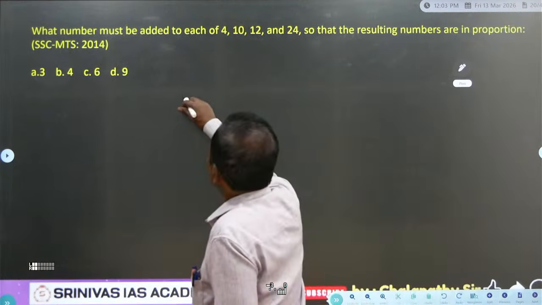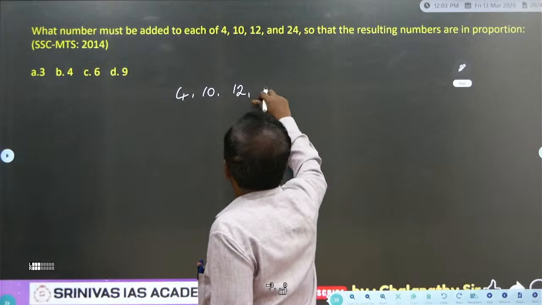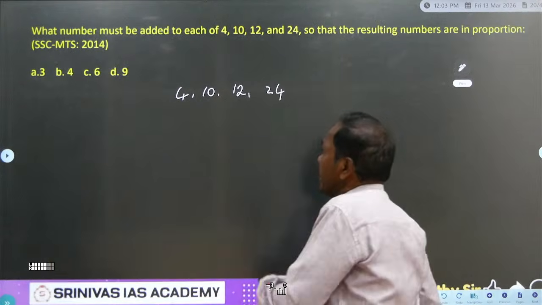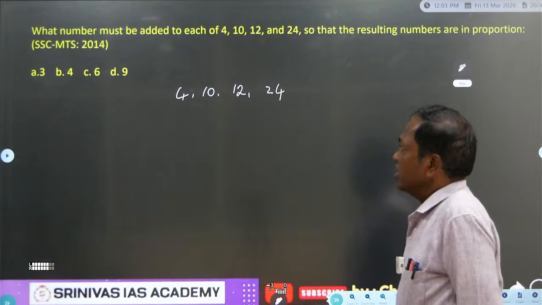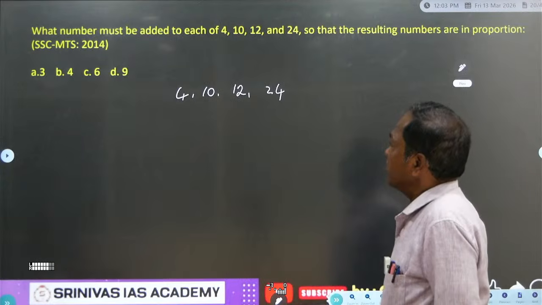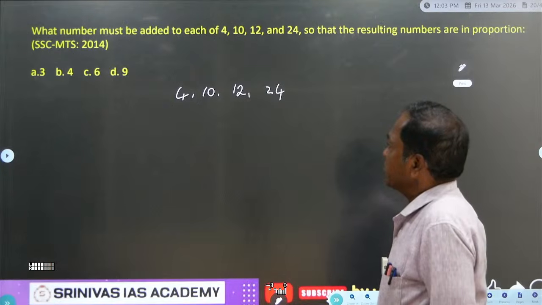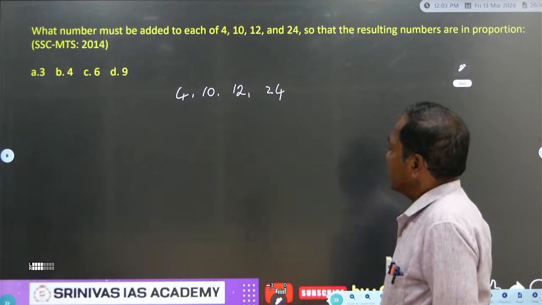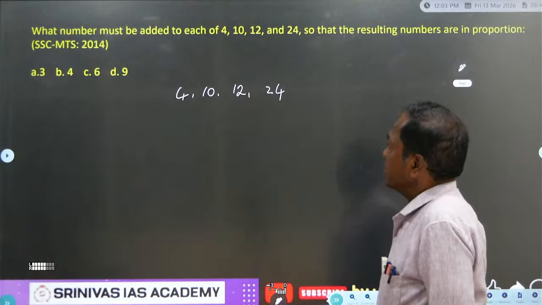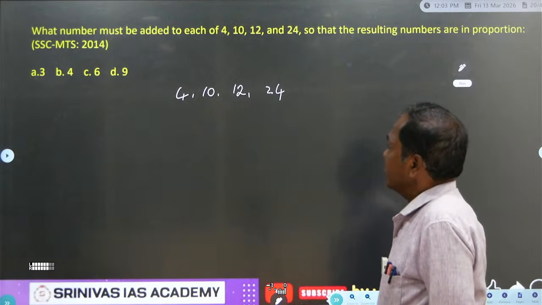Again the same question. 4, 10, 12 and 24. What number must be added? If you add 3, 7 into 15 is 105, 13 into 27, it will not come. 4, 8 into 6, 48, 28 into 14, no. If you take 6, 10 into 18, 180. 13 into 16, yes.